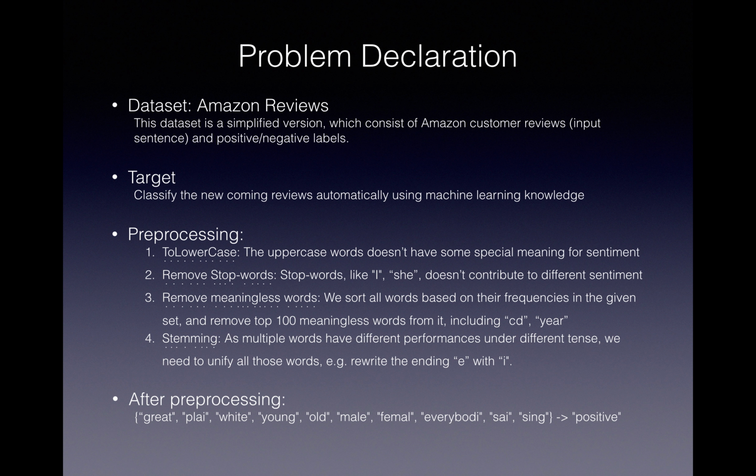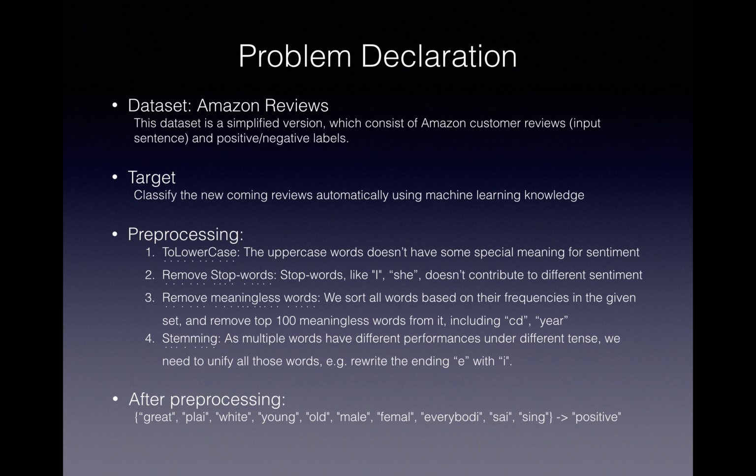You can find the dataset on Kaggle. The dataset is about Amazon reviews. This is a simplified version which consists of 40,000 Amazon customers' input sentences, labeled as positive or negative. You can regard it as the output. The target of this task is to classify newly arriving reviews automatically using machine learning knowledge.